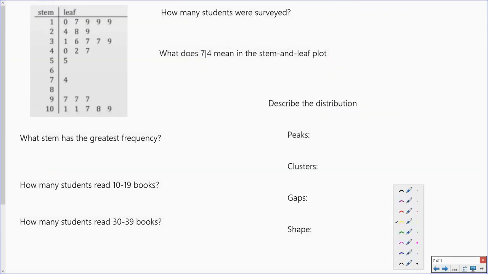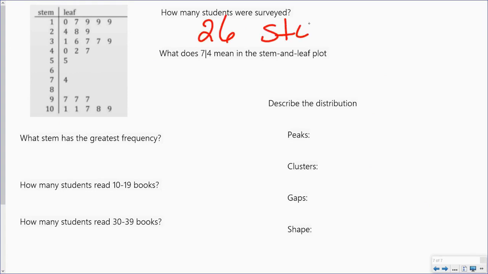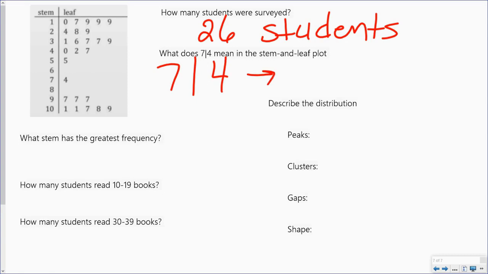All right, let's take a look at this stem and leaf plot. First question says, how many students were surveyed? So again, I need to count up all of my leaves. And when I do that, I come up with 26 students because I have 26 leaves. What does 7 with a line and then 4 mean in the stem and leaf plot? That's my key. So this represents or tells me how to read my stem and leaf plot. So this would be 74.